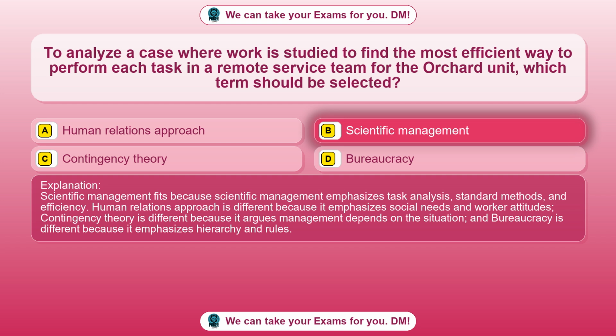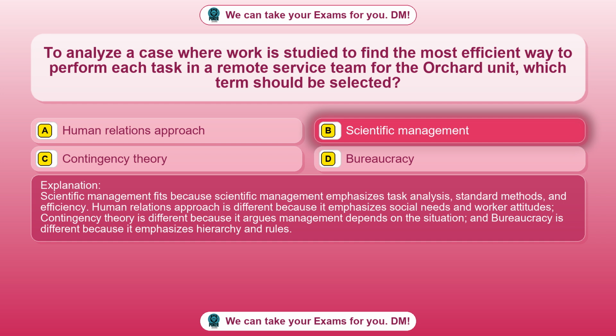Scientific management fits because scientific management emphasizes task analysis, standard methods, and efficiency. Human relations approach is different because it emphasizes social needs and worker attitudes. Contingency theory is different because it argues management depends on the situation, and bureaucracy is different because it emphasizes hierarchy and rules.